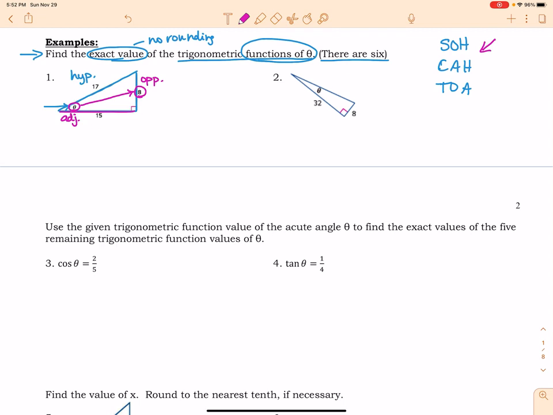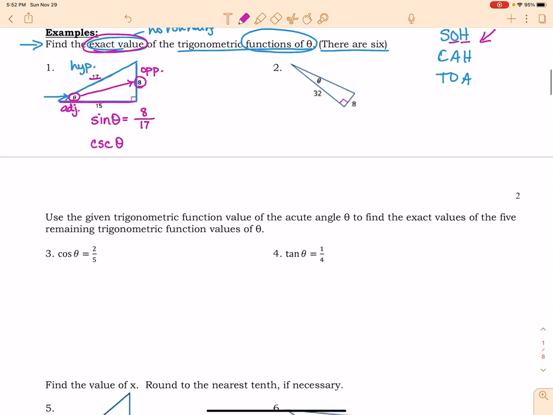Okay, so I'm going to start with sine. The sine of theta, if you'll recall, is opposite over hypotenuse. So the side opposite is 8. The hypotenuse is 17. Remember, exact value. I'm going to leave it just like that. The next thing I'm going to do is find its reciprocal. Well, the reciprocal of sine is cosecant. So I'm just going to flip that around. So 17 over 8. Easy peasy.